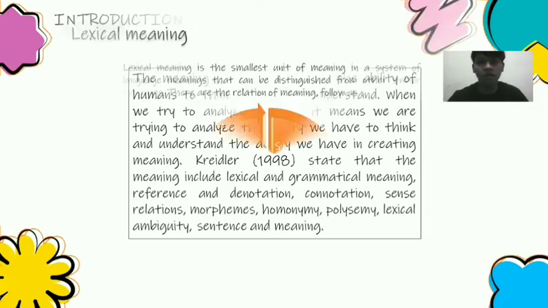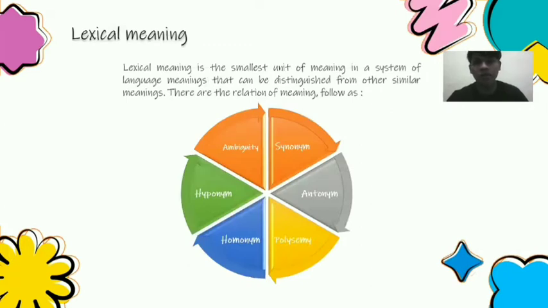So let's start. Lexical meaning is the smallest unit of meaning in a system of language meanings that can be distinguished from other similar meaning. And here are the relations of meaning that we are going to talk about. There are a total of 6 of 8. So I will read it for you. First is synonym, next antonym, polysemy, homonym, hyponym, and ambiguity.